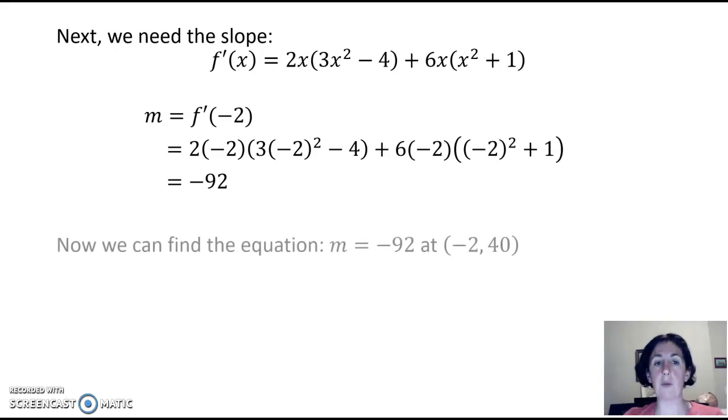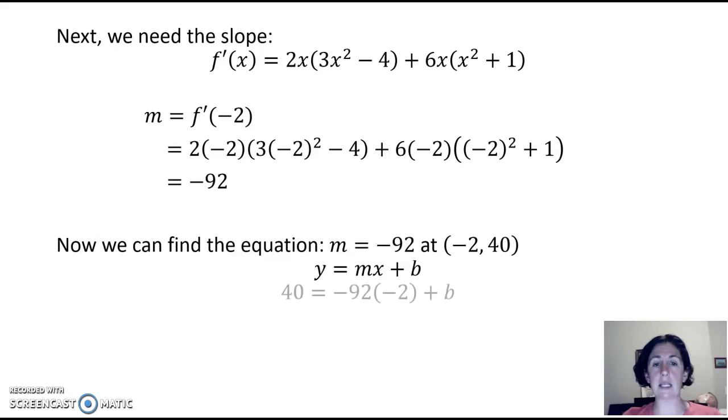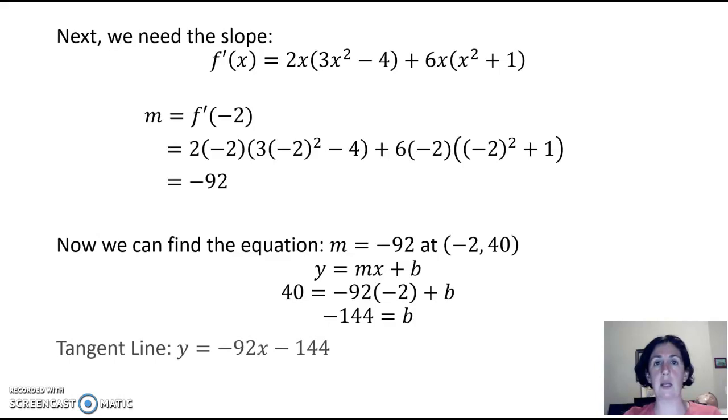So now I have a slope of negative 92, a point of negative 2, 40. I'm ready to find my y equals mx plus b. I'll plug in m, x, and y, and I'll solve for b, and I get b equals negative 144. So now I have my m and my b. I can substitute those into my y equals mx plus b to realize that my tangent line is y equals negative 92x minus 144. So there's the product rule.